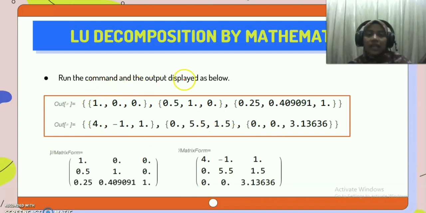Run the command and the output is displayed as below. By the combination of LowerTriangularize[M, -1] and the identity matrix, we will get this lower triangularized matrix. We can see here the diagonals are 1 and the lower part has the elements from the matrix of M. The second output is from the second command, which is the upper part. So this is the upper matrix of M. The diagonals are from the matrix of M, and the elements for the upper part are also from the matrix of M. The lower part must be zeros because this is an upper matrix.